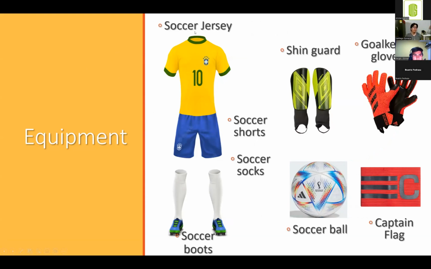Okay, about the equipment, we have a soccer jersey with the colors of the team, soccer shorts, the socks, and the soccer boots. The other is the shin guard to protect you, and for the goalkeepers, the gloves, and as you know, the soccer ball and the captain flag.